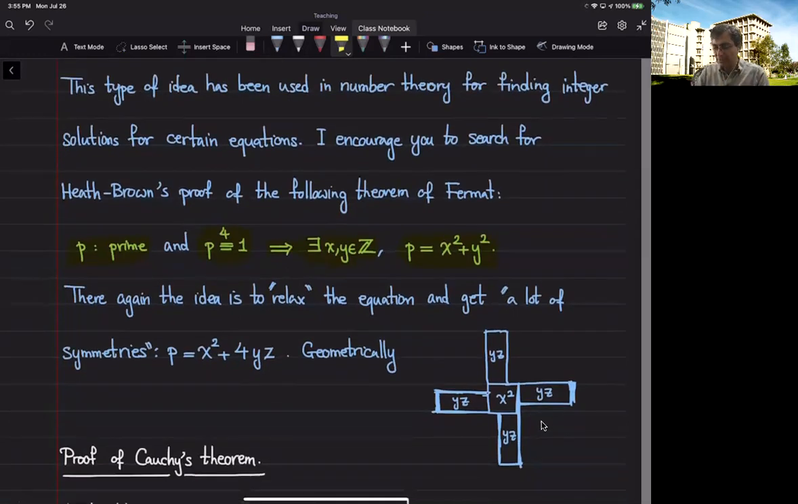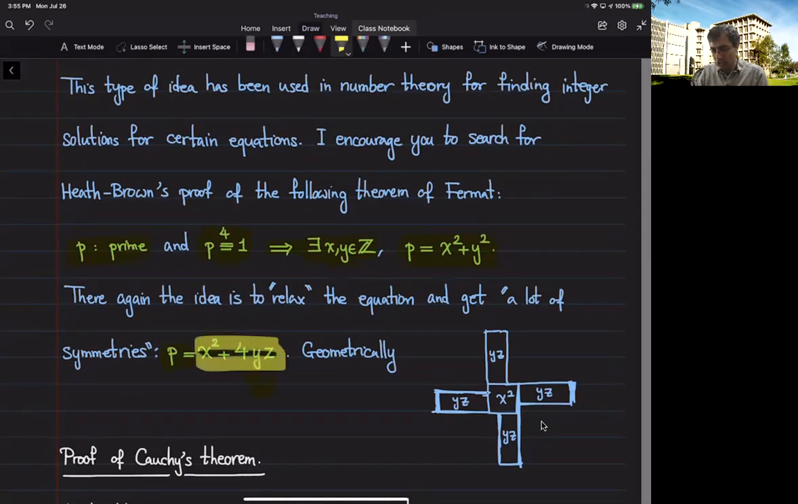The more relaxed version is solving this equation, x squared plus 4yz, and then trying to find a solution where y equals z. If I find such a solution where y equals z, then this would be a perfect square as well. So I would be able to write P as a sum of two perfect squares.